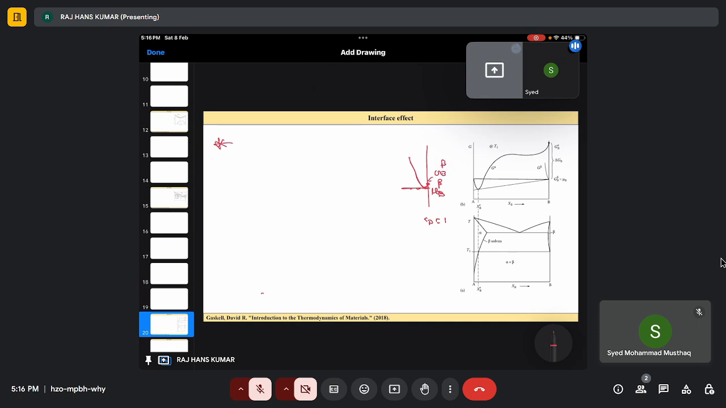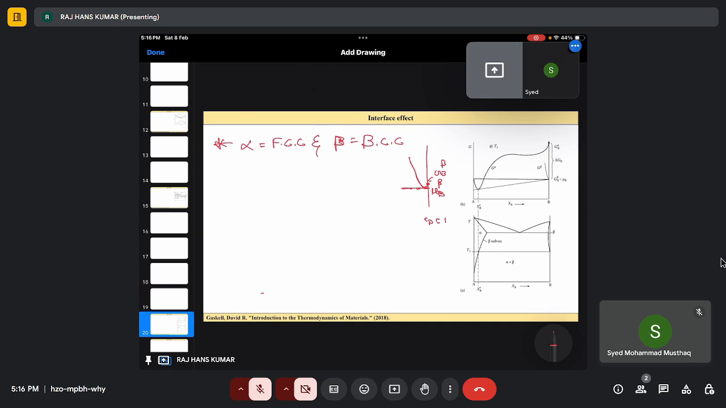Okay, suppose alpha is my FCC. I'm just taking it for example. Beta is my BCC. So these two are two different phases. One is alpha, one is beta. Suppose it has iron, for example, a different phase, BCC. So there are two different phases. Now what I'm trying to do is mix it.